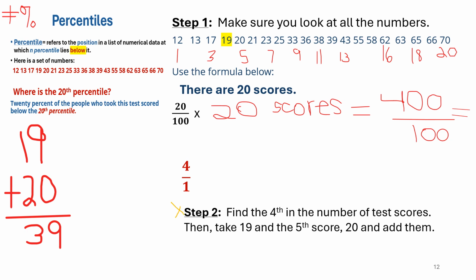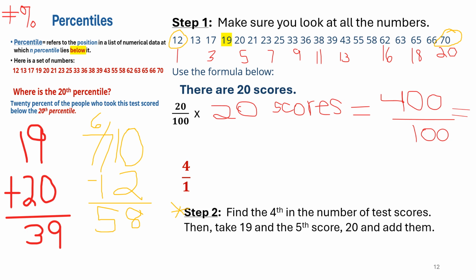And step 2 says find the 4th number in the test scores. Why are we doing that? Because like step 1 said, look at all your numbers. You have one number here that starts with 12. And then you have your last number that starts with 70. And your range is pretty much going to be 70 minus 12. So guess what? You have a range here that's going to be 58.